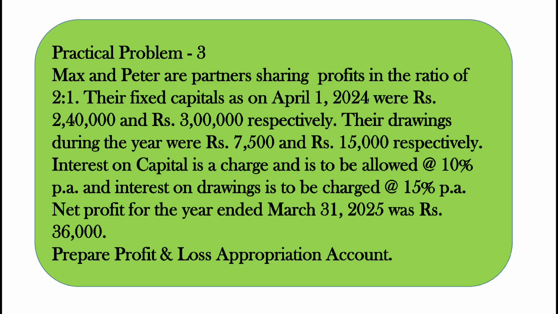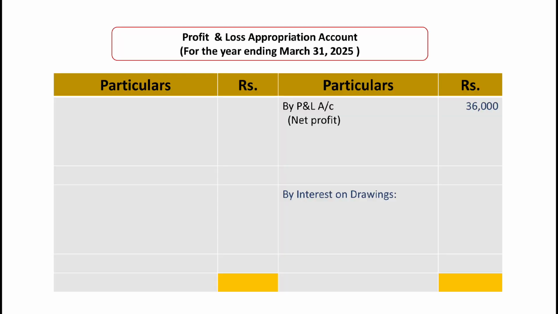So first of all, we'll charge interest on drawings. We have transferred profit on the credit side, so we'll charge interest on drawings, which is also shown on the credit side. Drawings are given as 7,500 and 15,000 respectively, and the rate of interest on drawings is 15%. For charging interest on drawings, the entry is interest on drawings account debit to profit and loss appropriation account. We are preparing the profit and loss appropriation account, so the other side will be hidden and interest on drawings will be posted on the credit side. So we have written here By Interest on Drawings. You can learn also that By is written on the credit side.